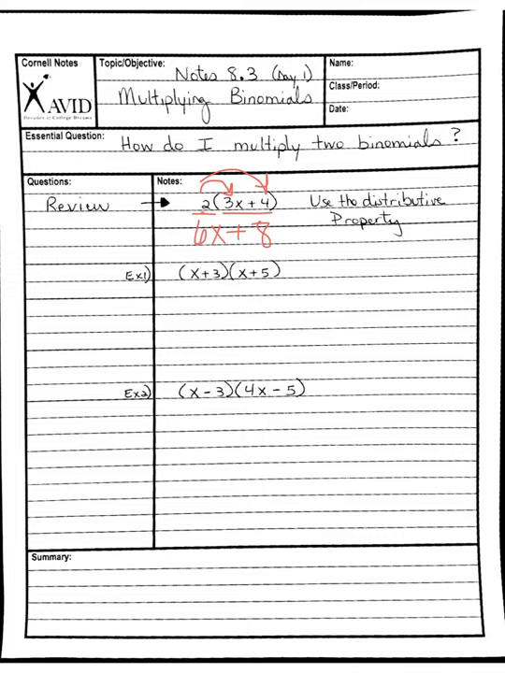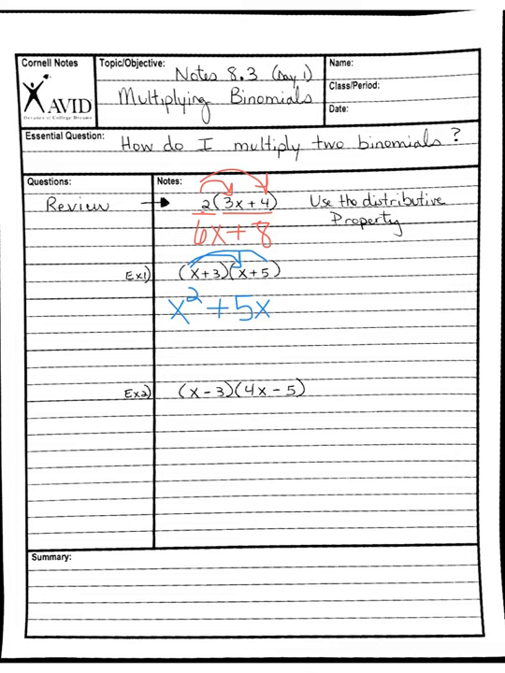In 8.3 now, you can see on example 1, we have two binomials. We're going to go through the same process. We want to make sure that we multiply everything in the first set of parentheses to everything in the second set. So I always start off with that first term, the x, and I want to multiply it to everything inside the second set of parentheses. So x times x would be x squared, and then we need to take my x times my 5, which would be 5x.